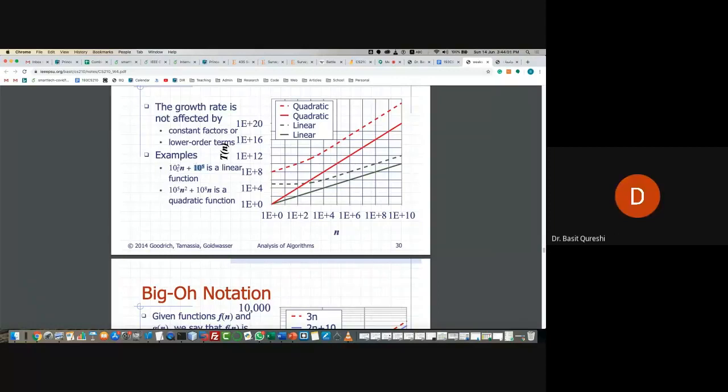If the constant is 1 or a million, it's the same. So here, 10 squared n, or 10 to the power 5n squared, this one is going to have a big impact. But this one has no impact because it's not changing. It's just constant. So even if the number is very big and it's not changing, you can ignore it.